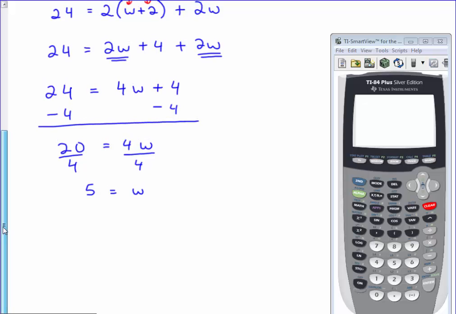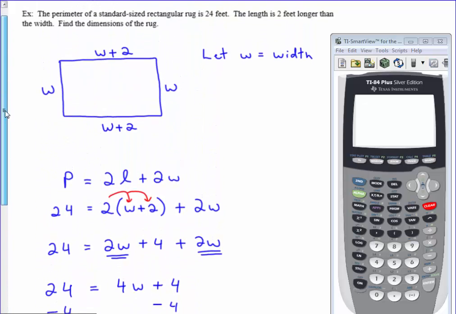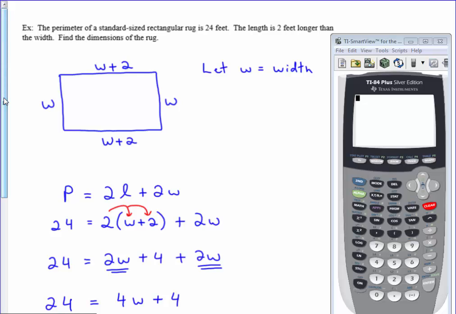Now to answer the question, go back and be sure that you understand what the question was asking. The question asked, find the dimensions of the rug. Well, we have solved for W, and because W equaled the width, then we know that the width of the rug equals 5. Also be careful on your units. It said that the perimeter was given as 24 feet. Perimeter and length will have the same units, and so this should be width is 5 feet.